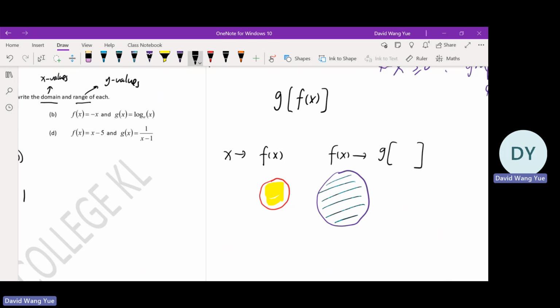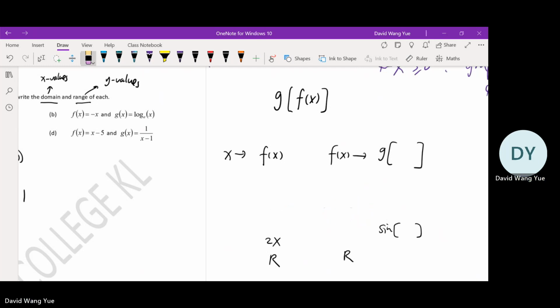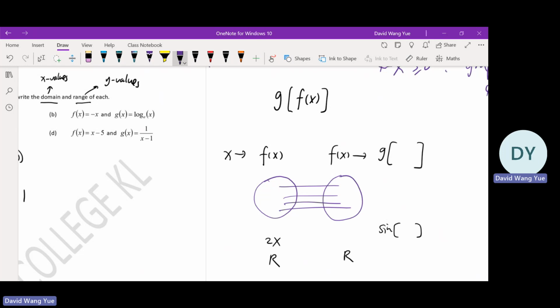Like in our previous question, f(x) is 2x, the range is any real number. And then g is a sine function. For the sine function, the domain is also any real number. In this case, the range of f is exactly the same as the domain of g. So you can just sub any value you want. So that will be no problem.